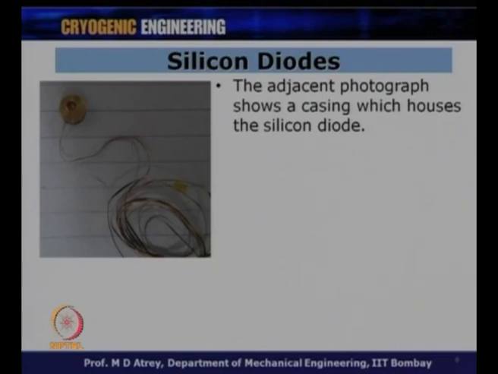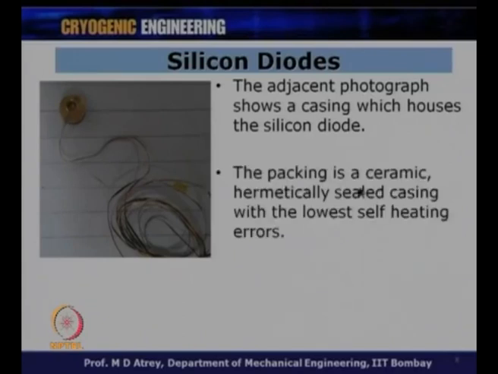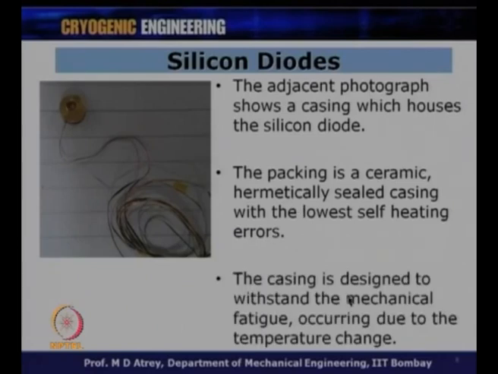And these are the wires which will come out basically. This casing is actually housing the silicon diode. The packing is a ceramic hermetically sealed casing with the lowest self-heating errors. And the casing is designed to withstand the mechanical fatigue occurring due to the temperature change. So all those properties have to be taken into account to find a particular casing for the silicon diode.